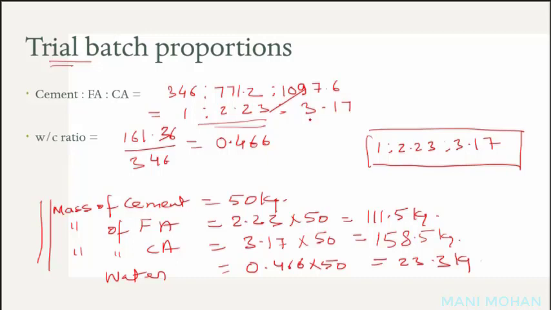And in case the target strength is not achieved by this mix proportion, you have to revisit this mix design. Either you have to decrease the water content or increase the cement content. Because we know that by decreasing the water cement ratio, you can increase the strength of the concrete.